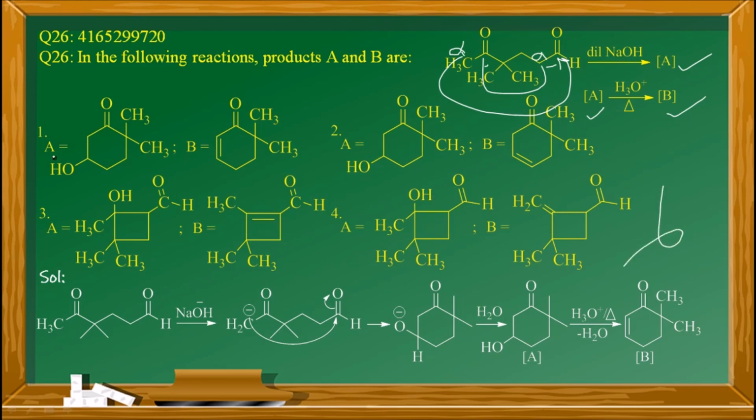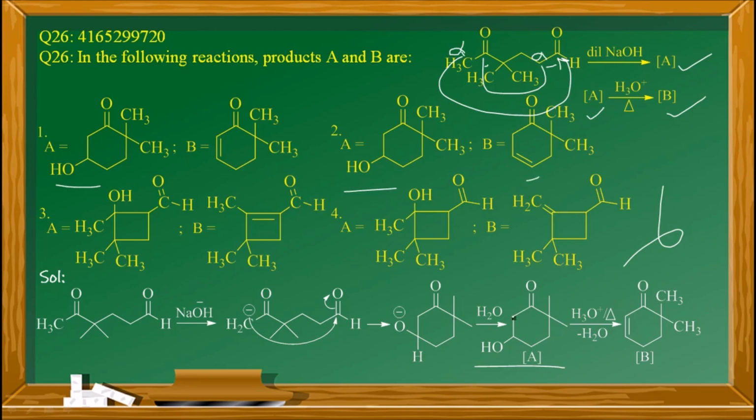Next comes compound A. It is going to form like this, it is going to give this hydroxy compound. A is common in both the options, but next, when heating with acid, it is going to undergo elimination, or it is going to lose water to give this alkene compound. There are two options.